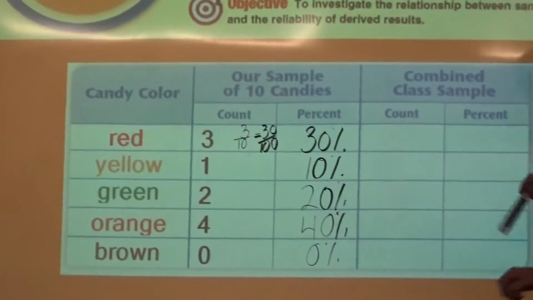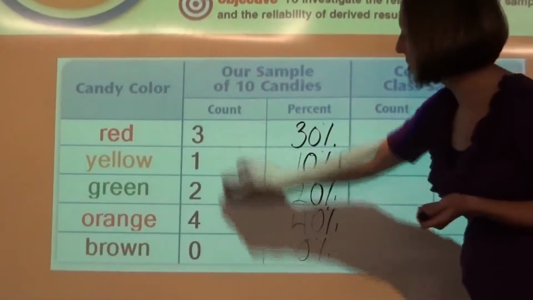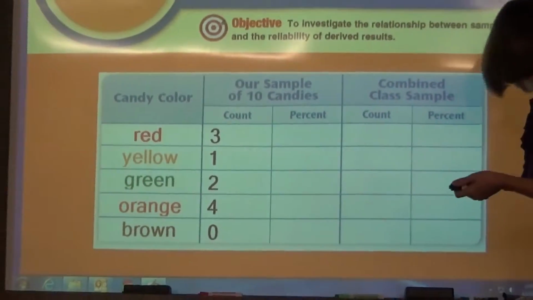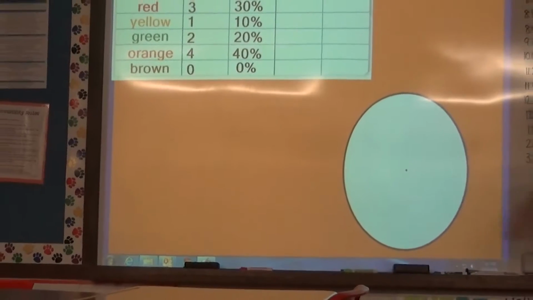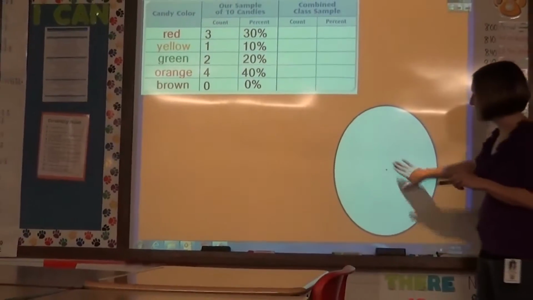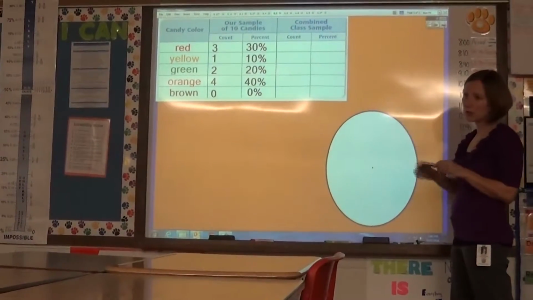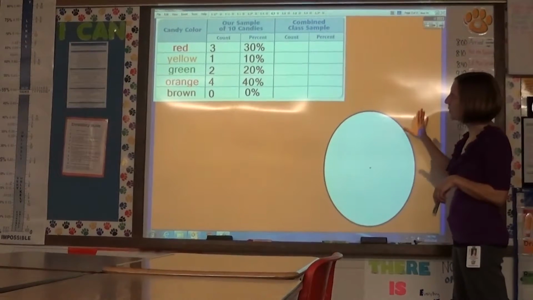Okay, so now we're going to take that information and we're going to use it to make a circle graph. So let's take a look. Okay, just like we've done before, we're going to take this and we're going to need to draw that straight edge in there with our ruler and then measure with our percent circles.